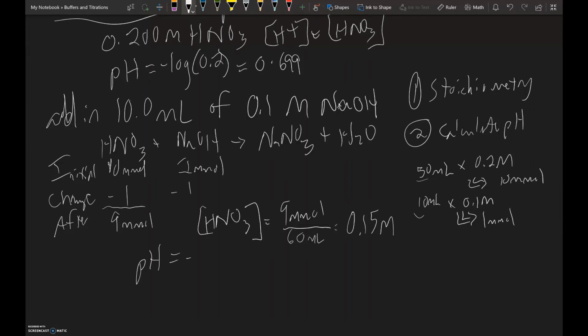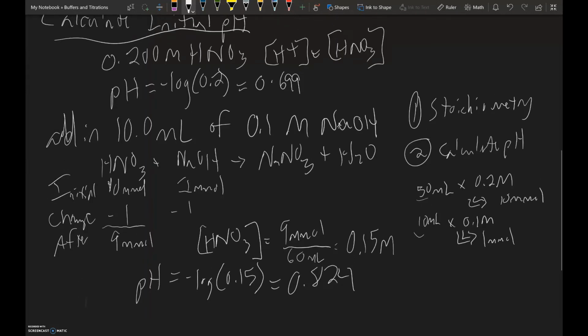Now, since we know that nitric acid is a strong acid, we're just going to calculate the pH equal to negative log of 0.15. And that gives me a value of 0.824. So you can see that the pH does not change very much from the initial pH, which is 0.699, to this new pH of 0.824.